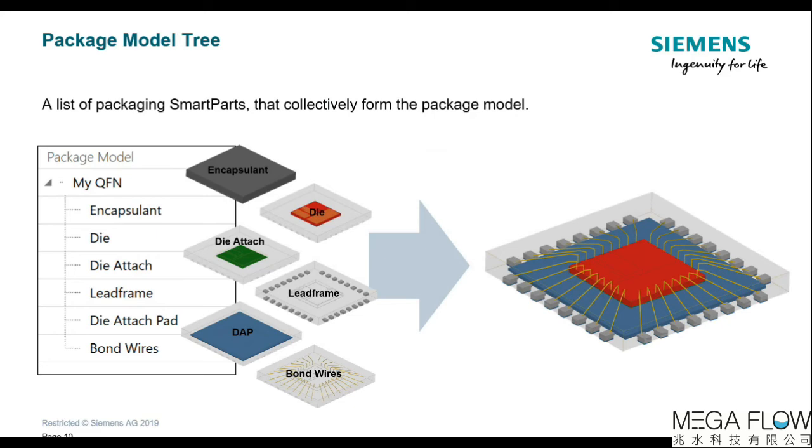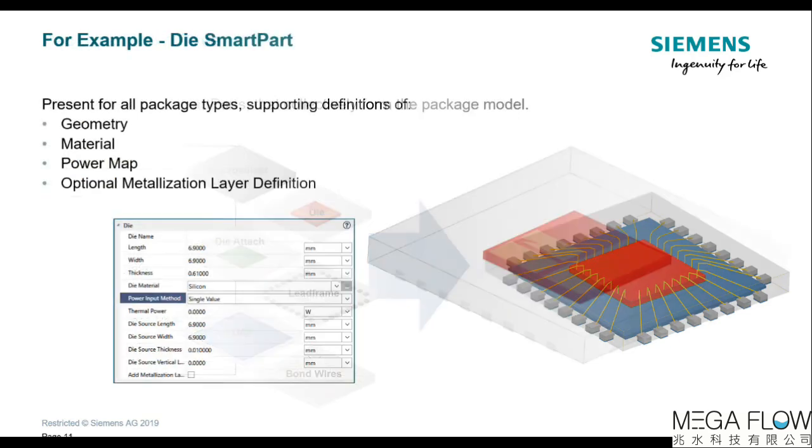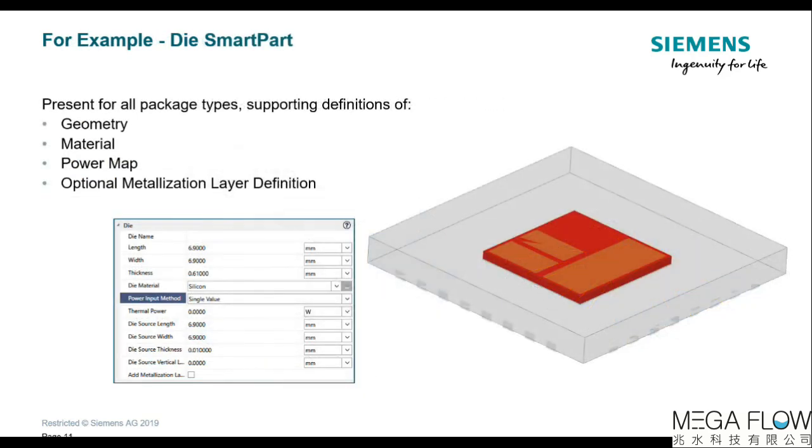For example, our QFN is constructed from 6 different smart parts to fully describe the construction from die to lead frame. Let's take a closer look at some of the individual smart parts and their options. Here we see the die smart part. In addition to the basic geometry and material settings, the user can specify additional features such as a metallization layer and distributed sources around the die.